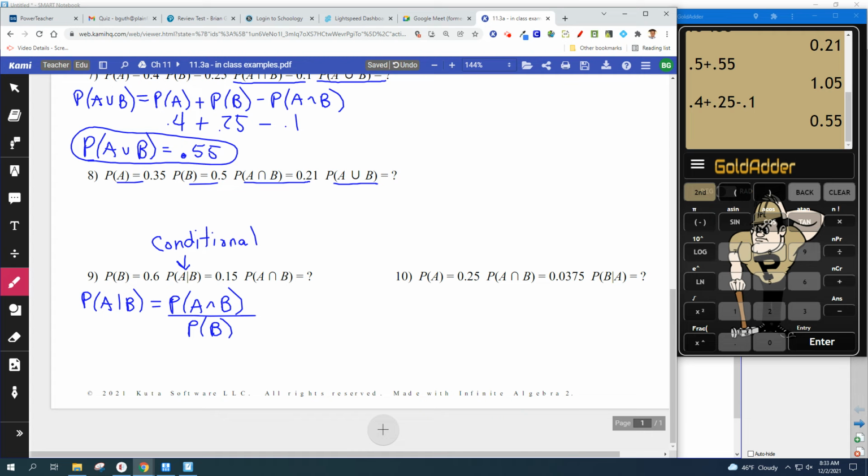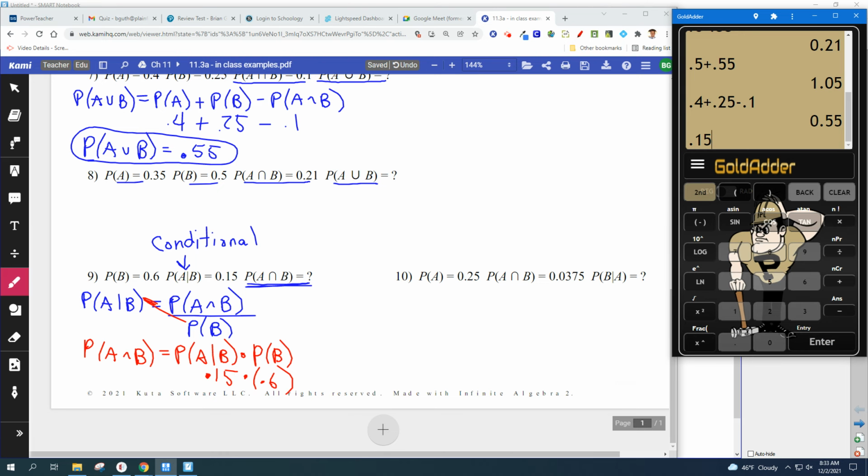So, oh, you know what? This is the one where they want this. So this is where I actually used the other formula. Basically, it's like I'm cross multiplying almost. I can see the probability of the intersection would be equal to the probability of A given B times probability of B. So I've rearranged my equation. I've used the second version that I gave you earlier, but all we're doing is saying 0.15 times 0.6 is 0.09.